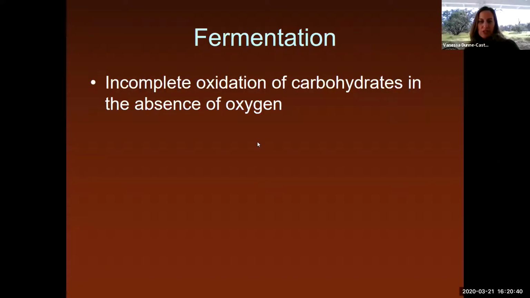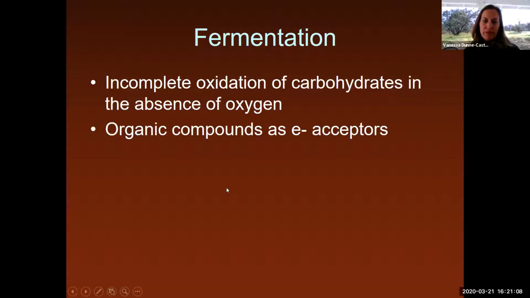Okay, so fermentation is an incomplete oxidation of those carbohydrate molecules in the absence of oxygen. When a cell needs to produce ATP very rapidly, and there's very low oxygen availability or none, instead of aerobic respiration, it will switch over to a fermentation process. The organic compounds, either lactic acid or an alcohol, are used as terminal electron acceptors.